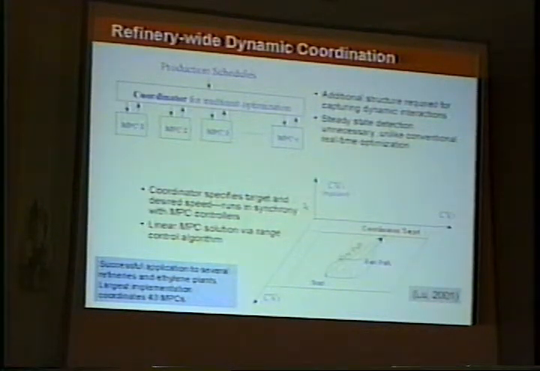Now, the current solution is focused on linear model predictive controllers, and there's a range control algorithm that's been developed, and if you're interested in the mathematics behind it, I refer you to this paper. But it's important to highlight here that even though there's a lot more research to be done and lots of extensions to be made, this has actually been already deployed rather successfully, and in fact the largest implementation coordinates 40 model predictive controllers in an ethylene plant.